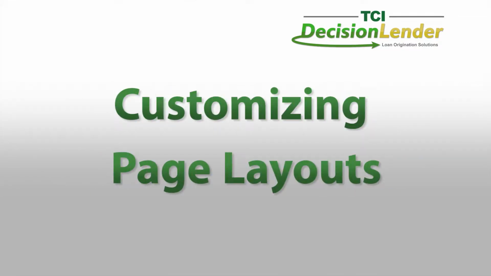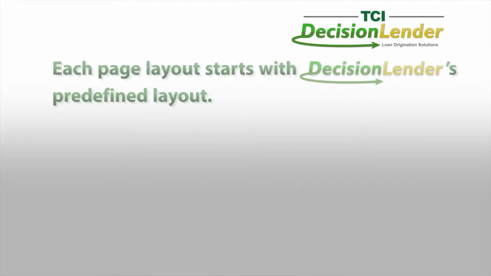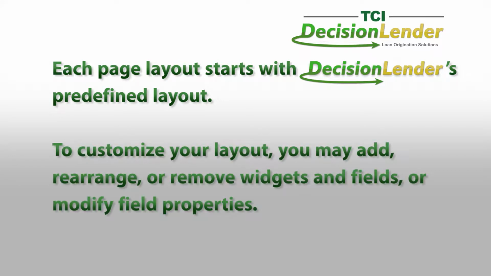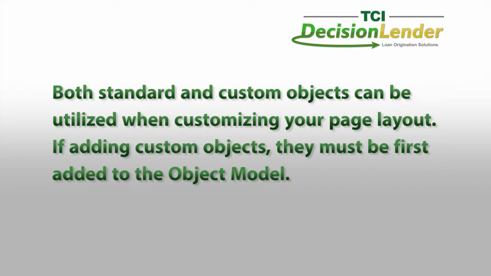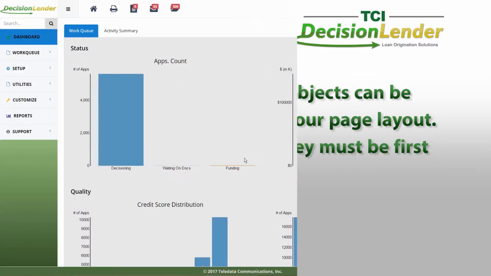Customizing page layouts. Each page layout starts with DecisionLender's predefined layout. To customize your layout, you may add, rearrange, or remove widgets and fields, or modify field properties. Both standard and custom objects can be utilized when customizing your page layout. If adding custom objects, they must be first added to the object model.